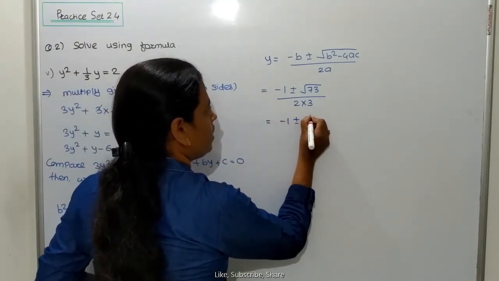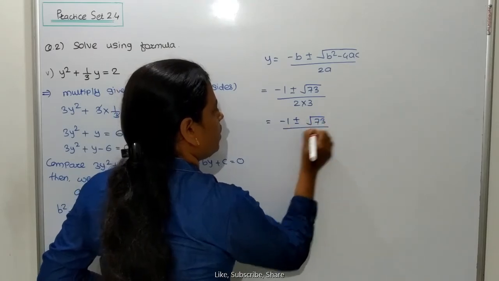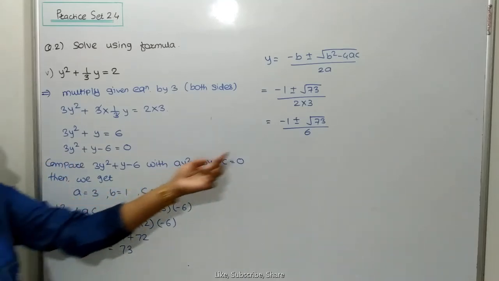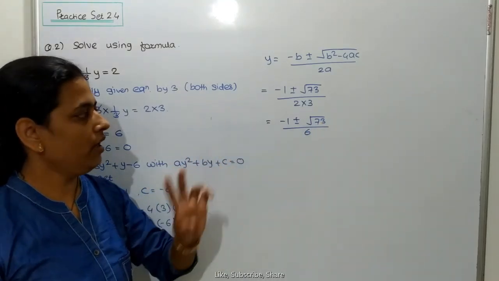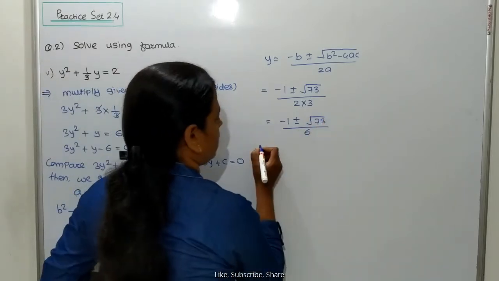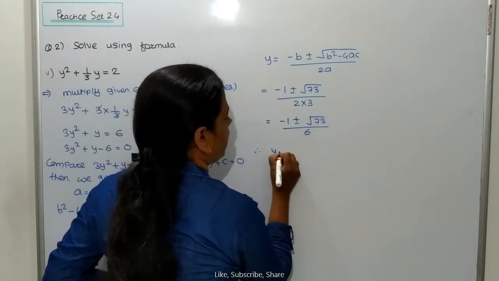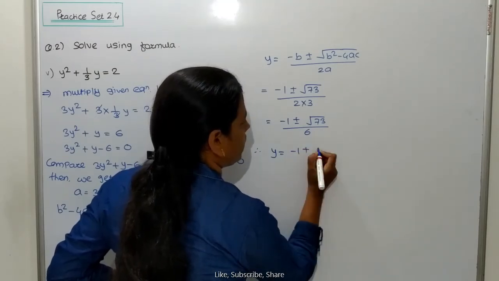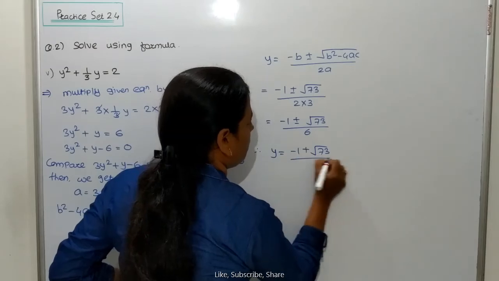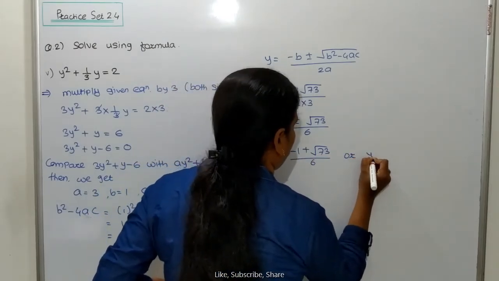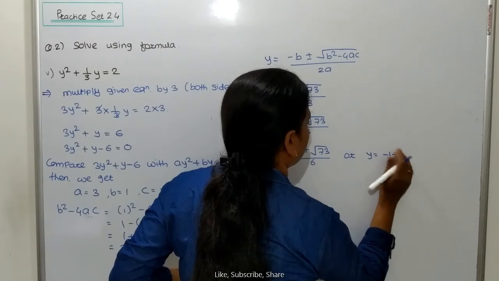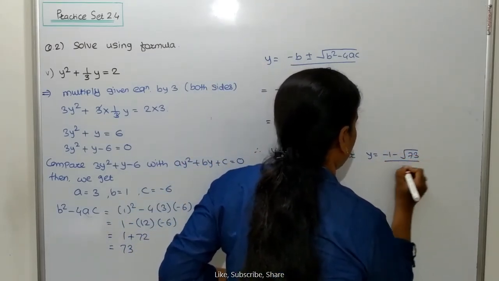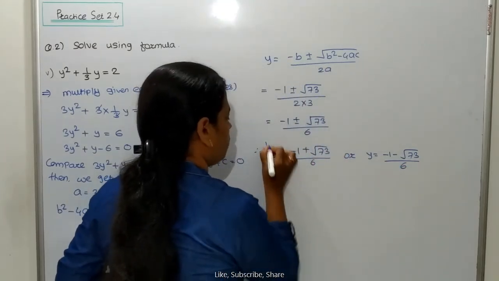Minus 1 plus minus root 73 upon 6. So 73 is a prime number, so we cannot factorize this one. When we factorize, only two factors are there, 73 and 1. So we cannot factorize it. Therefore, y is equal to minus 1 plus minus root 73 upon 6. We have to write down first the plus value, y is equal to minus 1 plus root 73 upon 6, or y is equal to minus 1 minus root 73 upon 6. So these are the two roots.